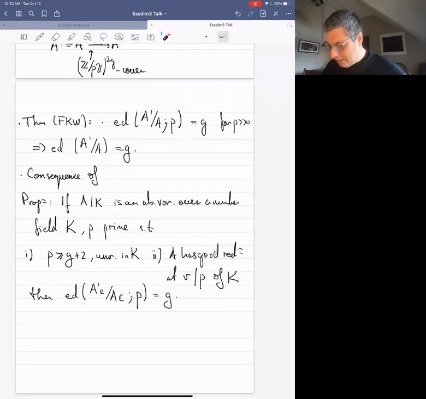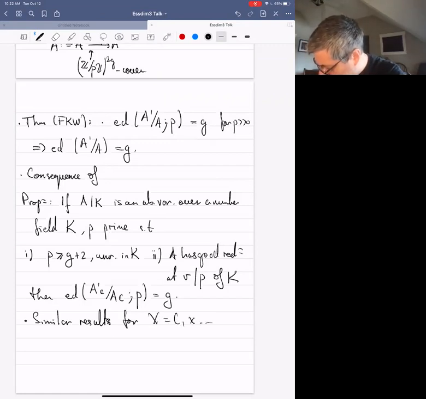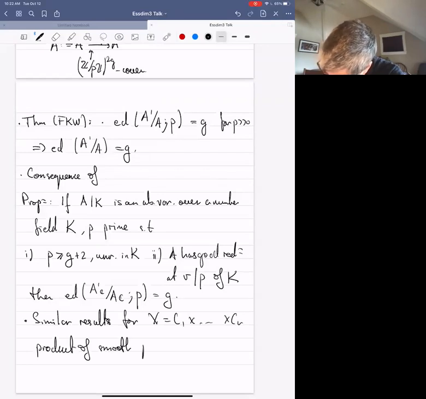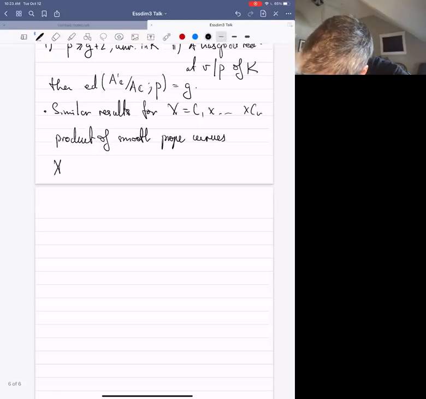All right. Let me just very quickly mention that this is actually a very special case of what we show. There are quite general results for what are called p-homology covers. So I'll just give the following example. If you have a product of curves, let's say smooth, proper curves, then you can form what's called the p-homology cover.